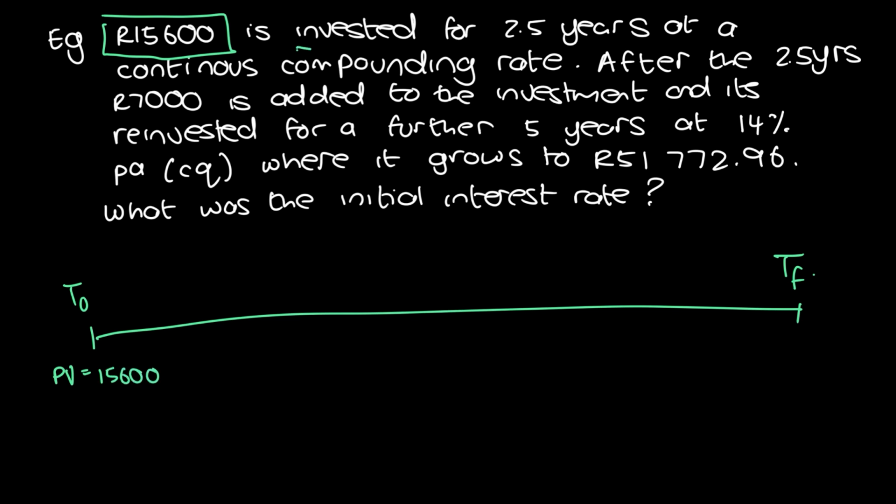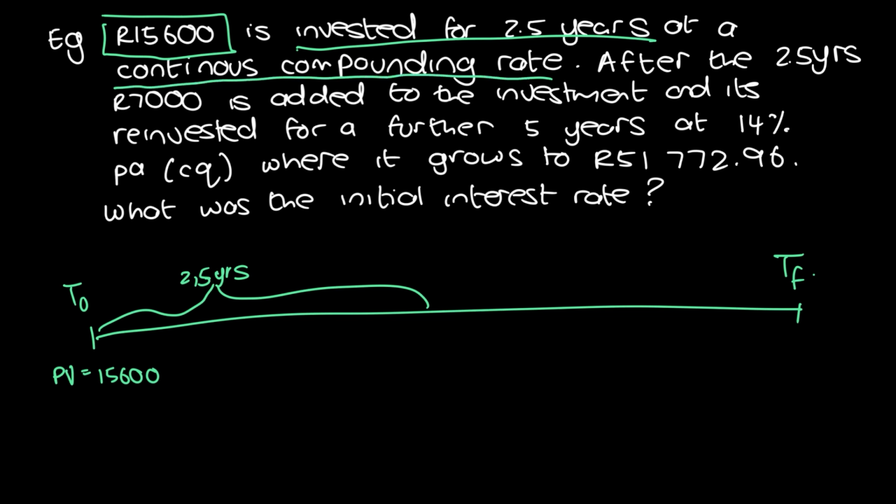And it says it's invested for 2.5 years. So let's just indicate that this is 2.5 years. Now, you don't have to be pretty with the timeline. It's just there to give you a rough sketch idea of what's going on. And during this 2.5 years, it's invested at a continuous compounding rate. But they don't tell us what the continuous compounding rate is. So let's just fill it in as J is equal to some percentage PACC.